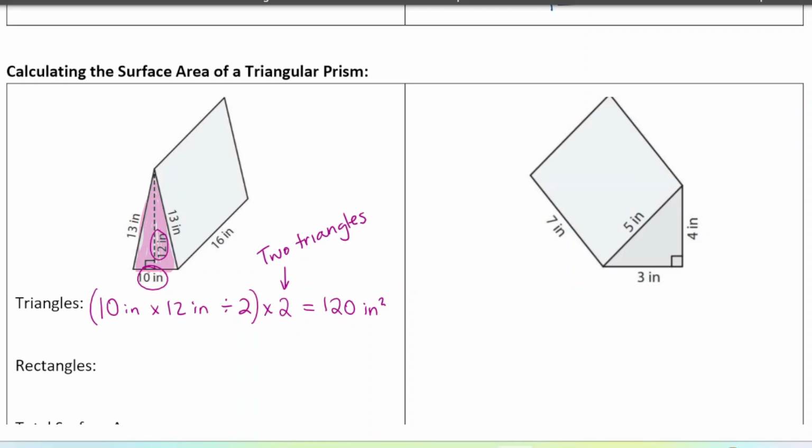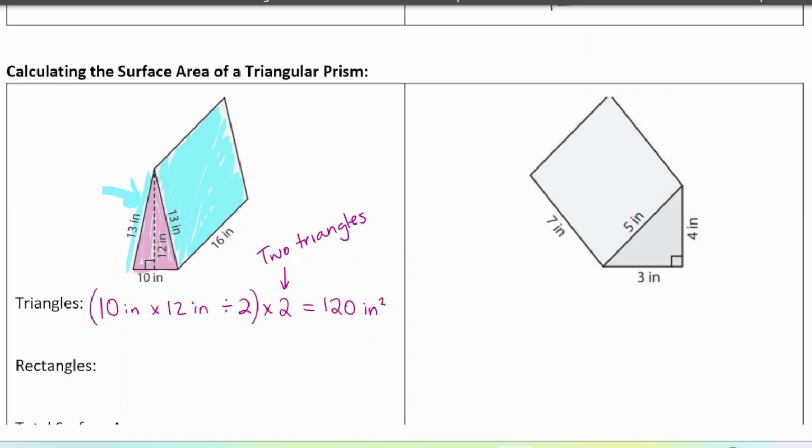Okay, I'm going to erase a little bit of that just so it's not so cluttered here. Let's go ahead and do the rectangles. So there are 3 rectangles, and just think to yourself for a second, are all of those rectangles the same, or are some of them the same? Are they all different? How am I going to do the rectangles? So the only one that I see completely here is this one on the side, and it is going to be the same as this other one that's on the side. Both of these are going to be 13 by 16.